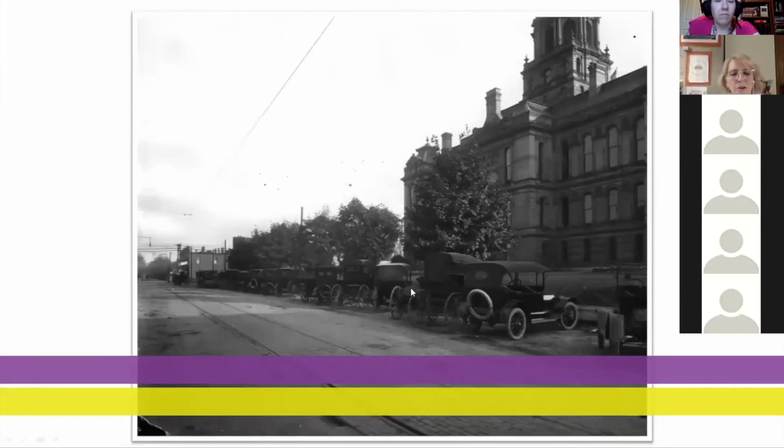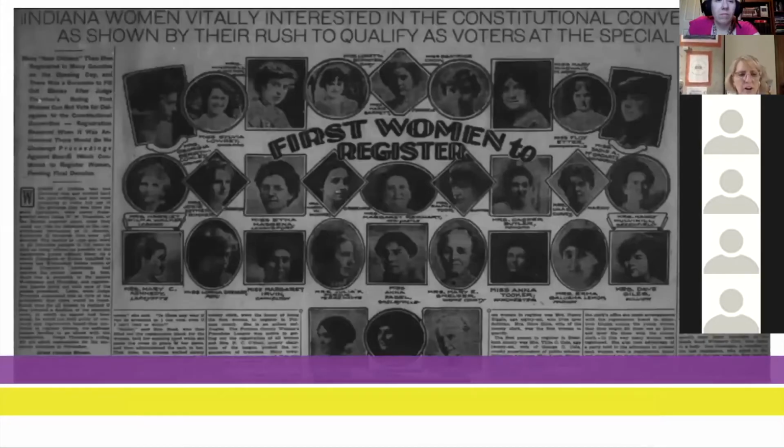And you could also go on the first day that you were allowed to register in person at the courthouse. This is the best picture I could find from that era, from the courthouse. And the Indianapolis Star actually did a story. They sent reporters around the state, and they did a story about who were the first women to officially register to vote in the county. So I looked it up for Muncie. Let me see if I can find the article here.